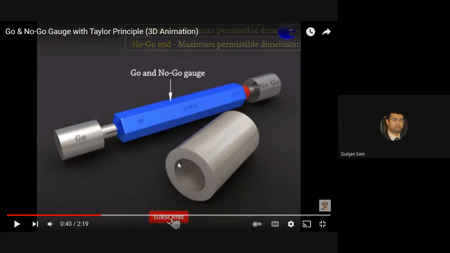What is the minimum permissible dimension of a hole? Lower limit or the higher limit of the hole? Tell me. What is minimum permissible dimension? Should it signify the lower diameter or the higher diameter of the hole?